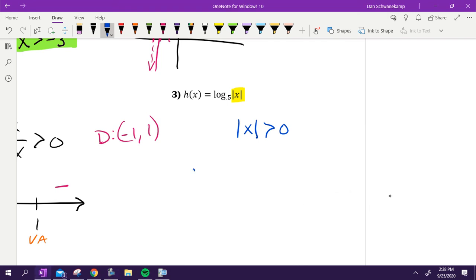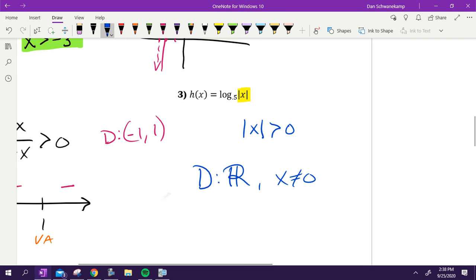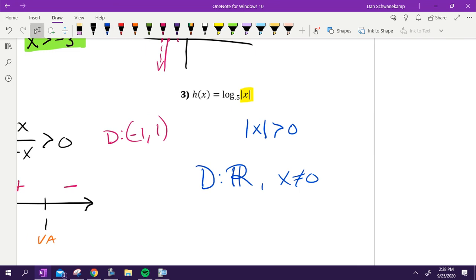What do we think? Domain. My domain is going to be all real numbers, but x can't be 0. Because if you plug in positive numbers, we're good. We plug in negative numbers, we're good because we're taking absolute value. But it can't be 0 because it needs to be greater than 0. Everybody understand how to find domain of logarithmic functions?